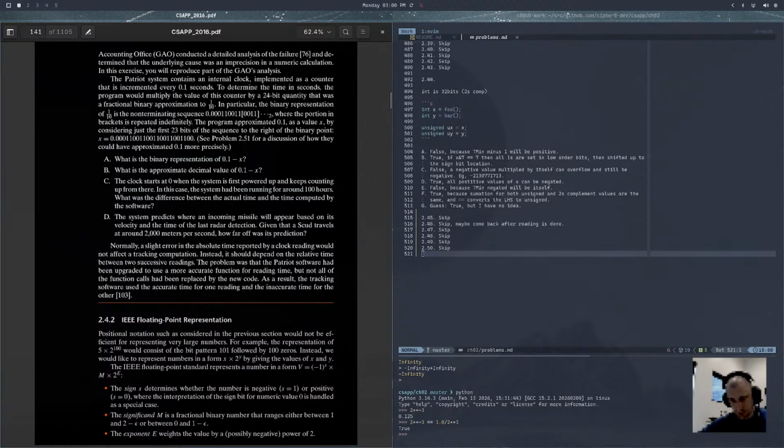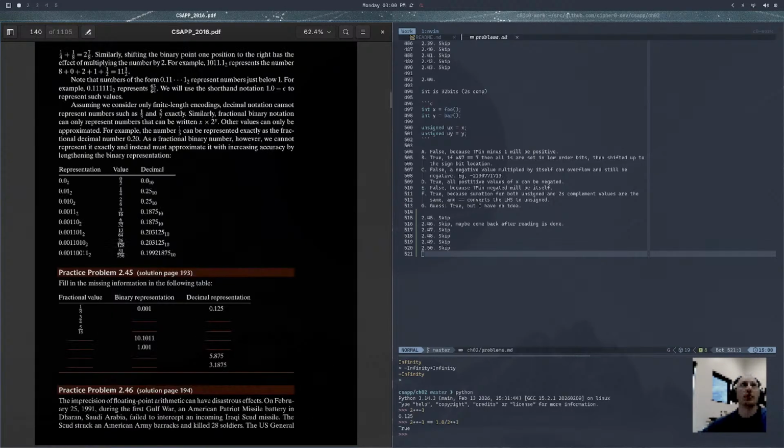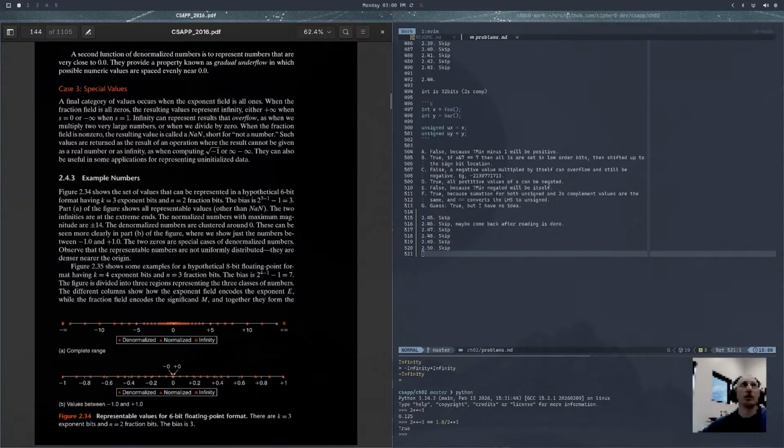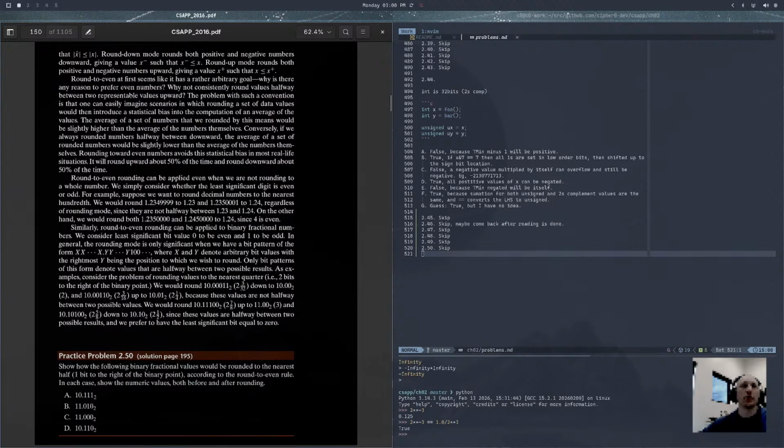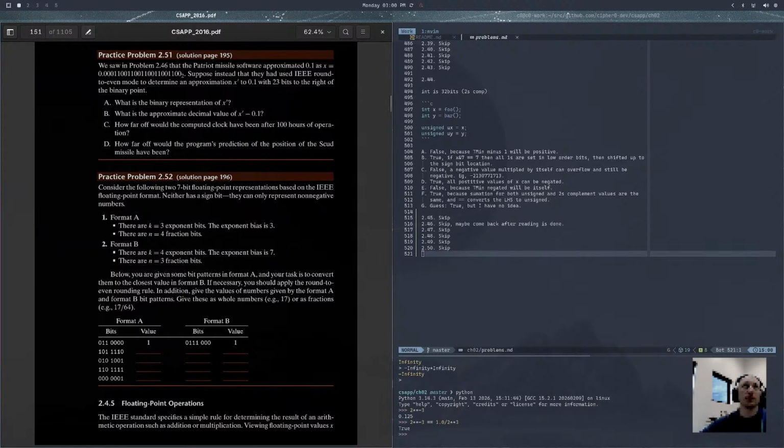I think I'm on page 156. Here we are, rounding. Yeah, skipping 250. Okay.